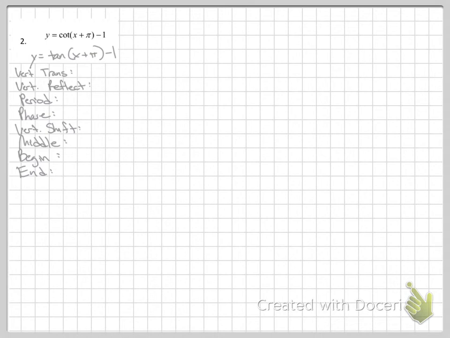So, because the A value is 1, there are no vertical transformations. Because it's positive 1, it is not vertically reflected. Period for tangent is pi over b, which is just 1, so this is pi. Here's my imaginary 1. Phase, opposite the parentheses, right? Plus pi is actually going to move it left pi. Vertical shift, down 1. Okay, the middle is at the phase, but as a number, right? Left pi takes me to negative pi. That's the middle of my tangent curve.